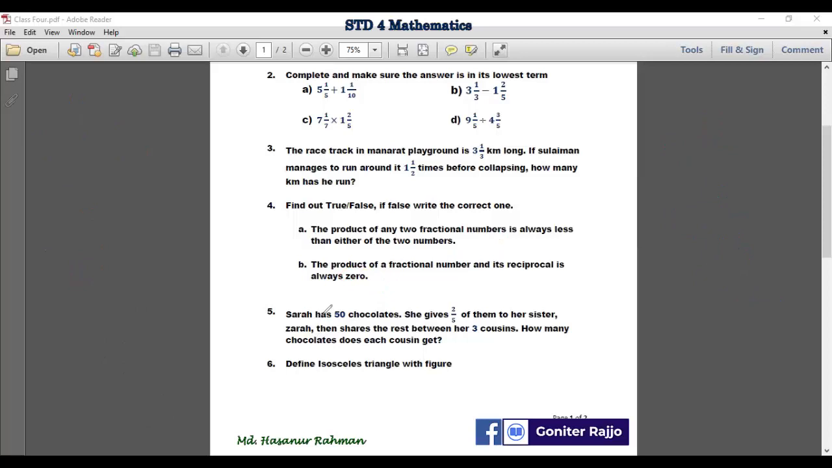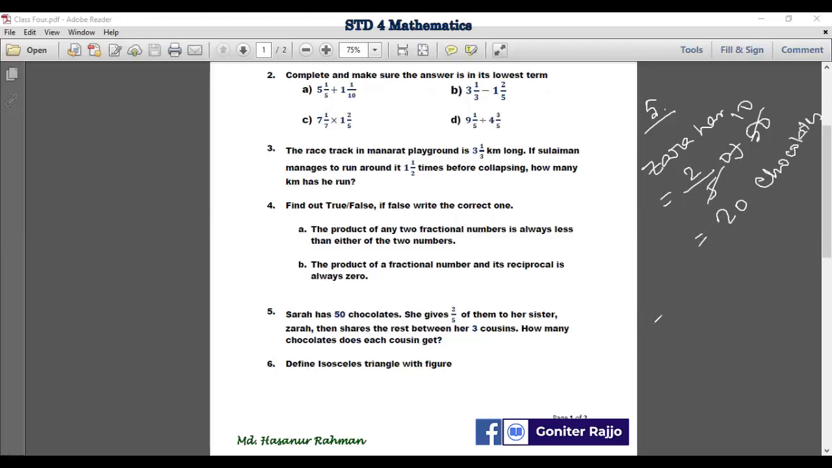Now number 5. Number 5 says, Sarah has 50 chocolates. She gives 2/5 of them to her sister, Jara, then shares the rest between her 3 cousins. How many chocolates does each cousin get? So we can solve this problem in this way. Suppose Sarah has 50 chocolates. She gives 2/5 of them to her sister. That means now Jara has 2/5 of 50. 2/5 of 50 means 50 divided by 5, that is 10. So 10 multiplied by 2, that is 20 chocolates.